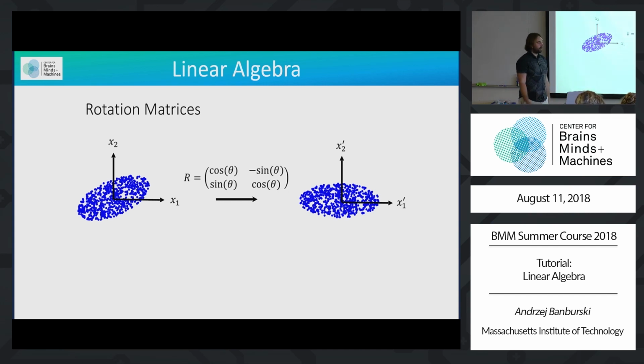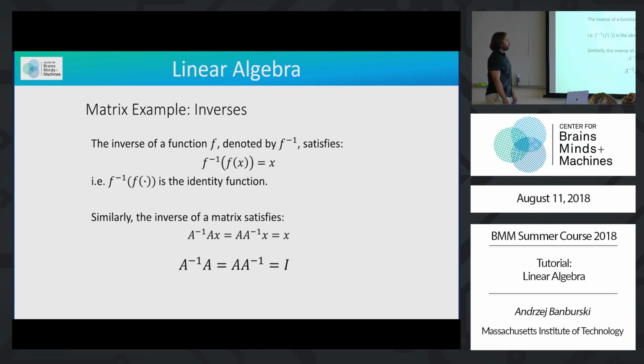One thing that we didn't talk about is the inverse matrix. So you know that functions can have inverses. The inverse of the function is such that if you have the function of x, you apply the inverse to that, you just get x back. So the composition of the function and its inverse is the identity. And for matrices, we have the same thing. So there exists this A inverse, which when you apply to A times x, gives you just x back.